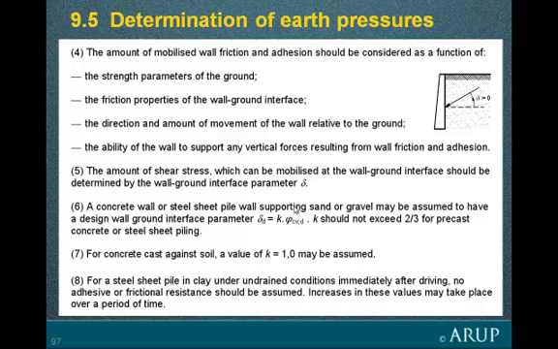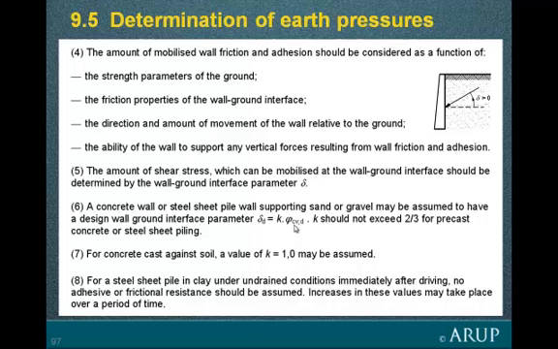Coming on to the section on determination of earth pressures, wall friction is a very important topic, and you have to think about the strength parameters of the ground, the friction properties of the ground-wall interface, and the direction of movement of the wall relative to the ground. We'll come back to that in a moment, but having thought through those things, you're limited by an angle of wall friction delta, and what it says is that the design value of delta has to be related to the constant volume angle of wall friction, or the critical state angle of friction of the ground.